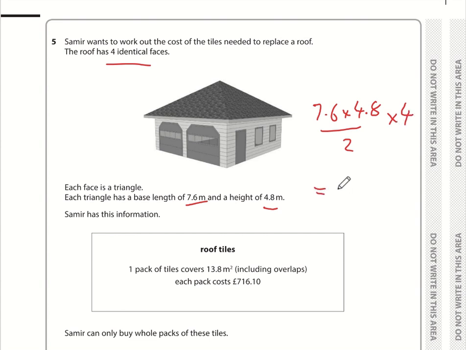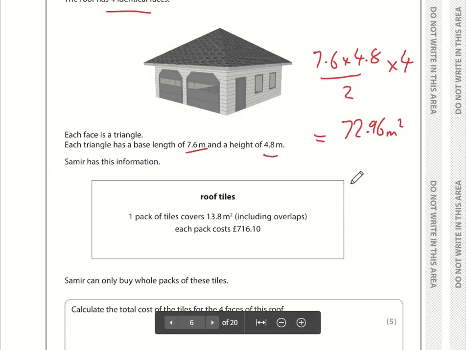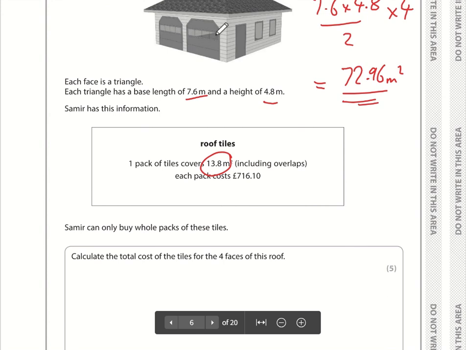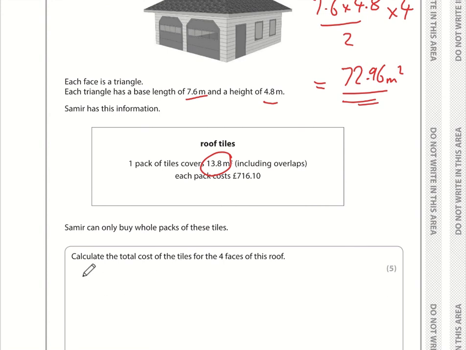And we get a total of 72.96 square meters. Now obviously I should be doing this working further down, but I don't want to be scrolling up and down the whole time because that would be a bit annoying. So we know that one pack of tiles covers 13.8 meters squared, and this is what we need to cover. So how many 13.8s go into 72.96? We just need to therefore do 72.96 divided by 13.8.